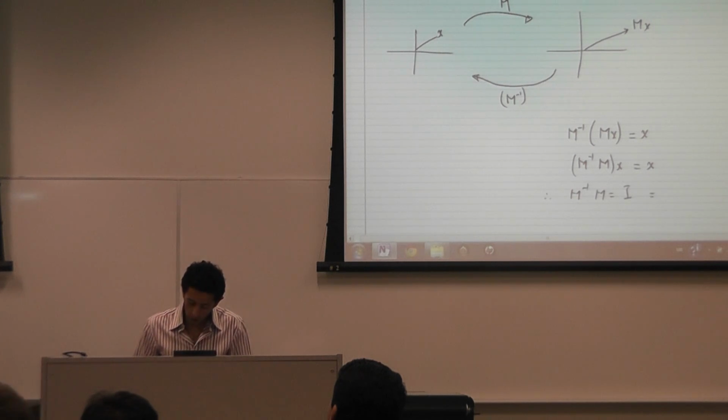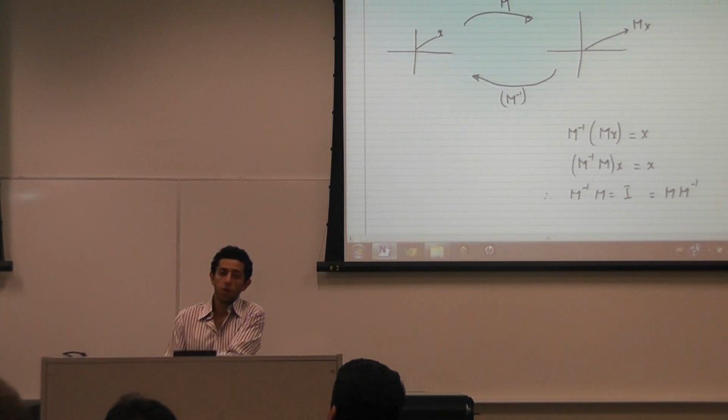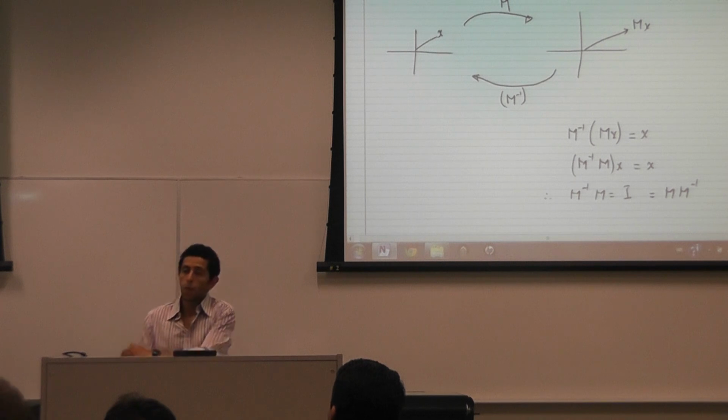And this applies also for M minus 1. So if the determinant of M is not 0, then M is invertible, and there exists another matrix that I call M minus 1, such that M minus 1, M is equal to the identity matrix. It's equal to the identity matrix because it takes a vector X, you multiply by M, you get Mx. The matrix is invertible, so you can come back and get X again.